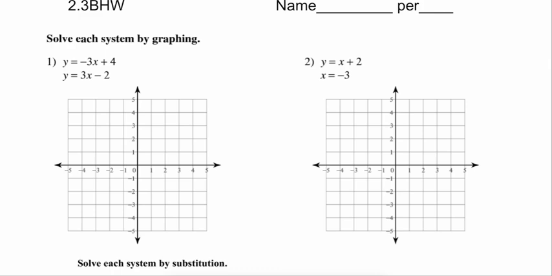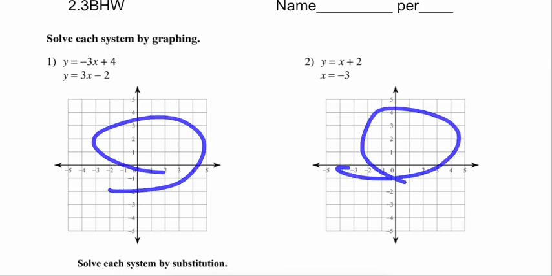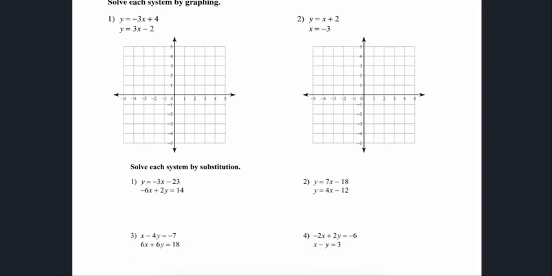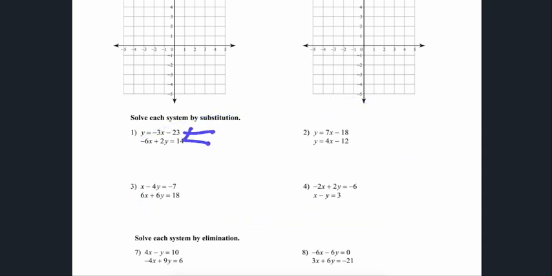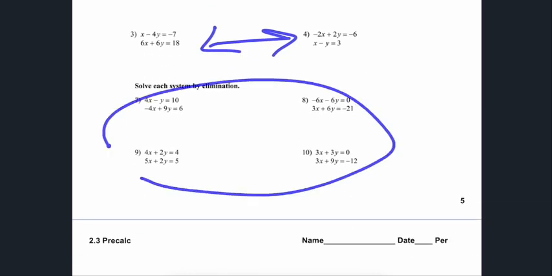So now you're ready to try these. The first two, I would like you to solve by graphing. These ones you're going to use substitution. See how this one says y equals and this one says y equals. You may have to rearrange these two. And then these ones are elimination.